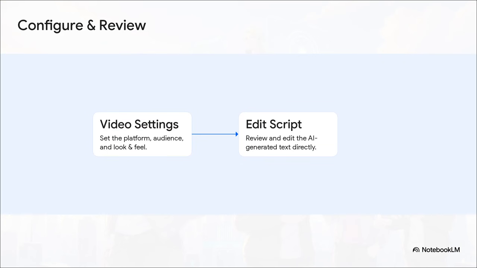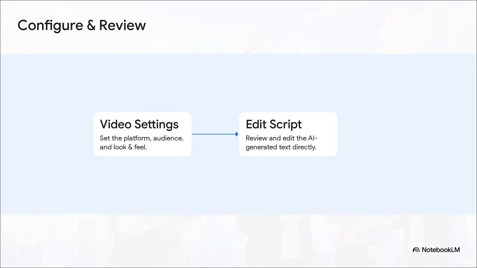Now, before it does the heavy lifting, a pop-up window brings you to Step 3 where you configure some key parameters. You'll formally lock in the platform, say YouTube Shorts or Instagram Reels. You'll define your target audience, maybe fitness enthusiasts for our green tea example. You select a look and feel, like cinematic or vibrant, and finalize that voiceover choice. Once you hit continue, the AI assembles the draft.